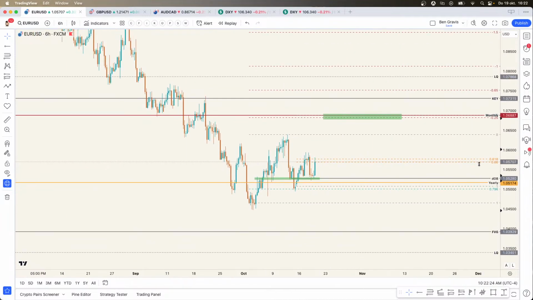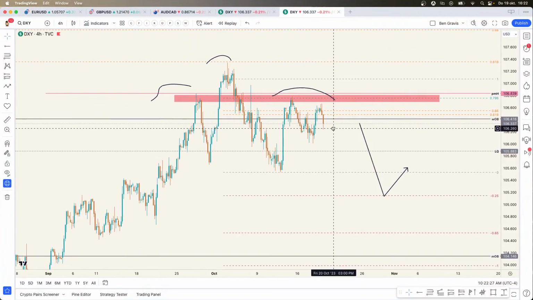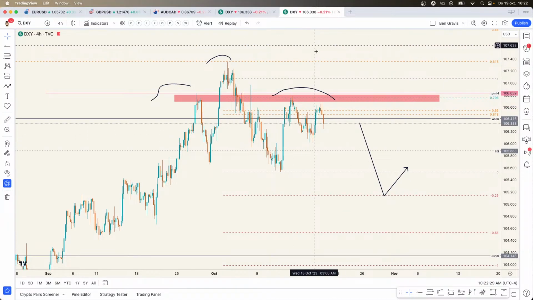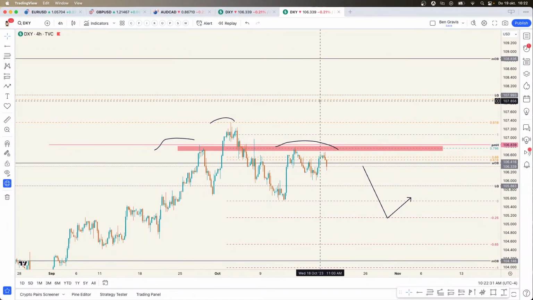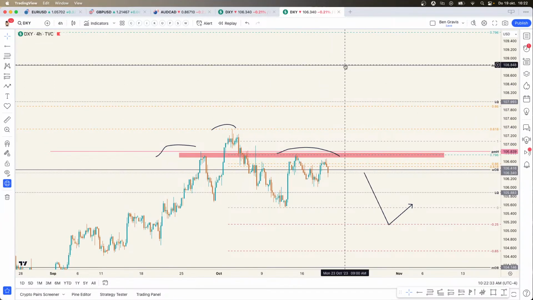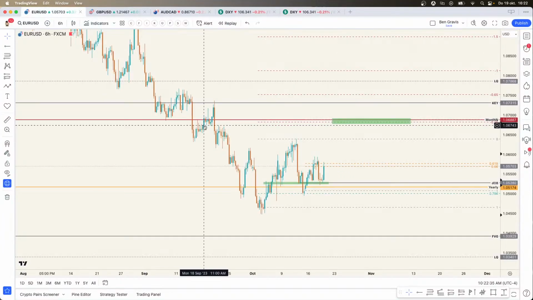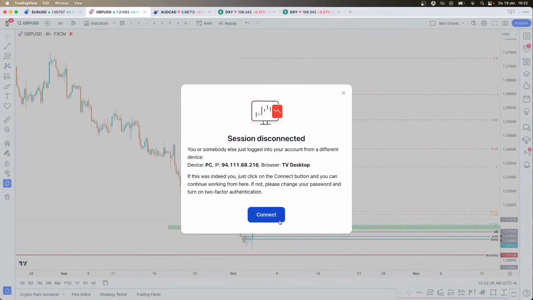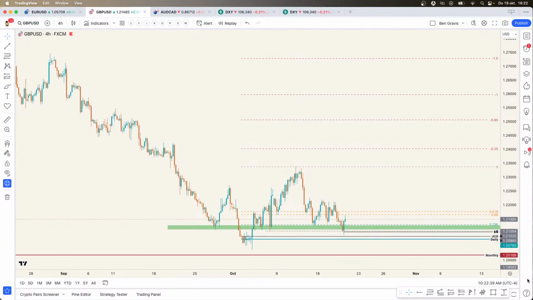Okay, so everything is in place for a reversal, but like I said, anything can still happen. We can still continue higher too, and then we'll be stopped out if you're in a long. Let's check the GBP chart over here.